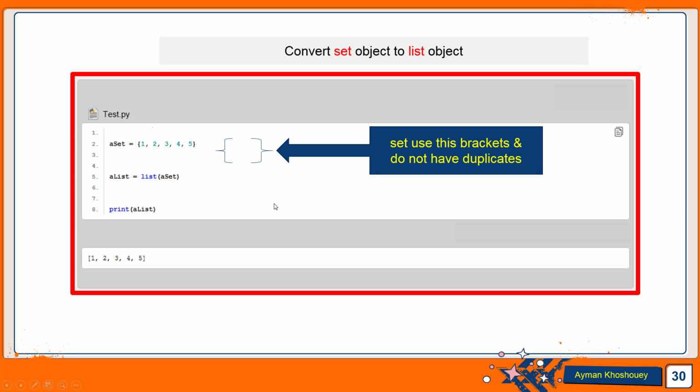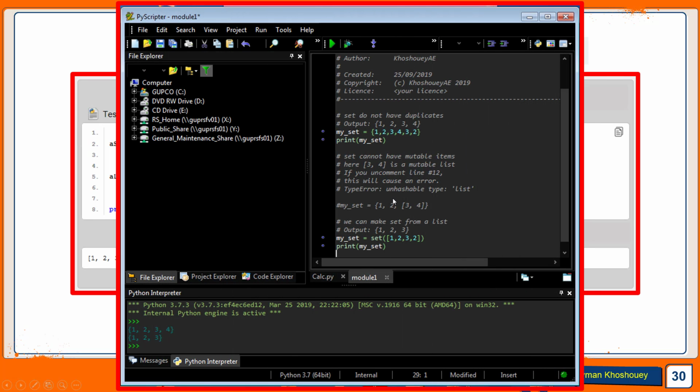Convert a set object to a list. If you have a set, named a set, like 1, 2, 3, 4, 5, you can get a list from it using list of a set, converting to a list like this. A set is made using brackets and doesn't have duplicates. This is an example of a set.